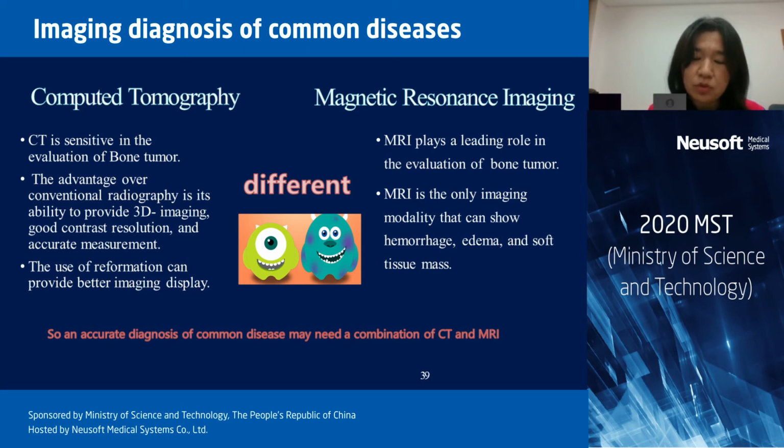What's the difference between CT and MRI? CT is sensitive in the evaluation of bone tumor. The advantage over conventional radiography is its ability to provide 3D imaging, good contrast resolution, and accurate measurement. The use of reformation can provide better image display. MRI plays a leading role in the evaluation of bone tumor. MRI is the only imaging modality that can show hemorrhage, edema, and soft tissue mass.